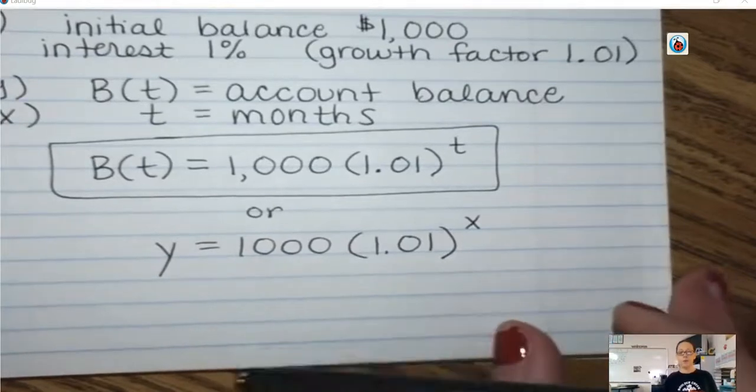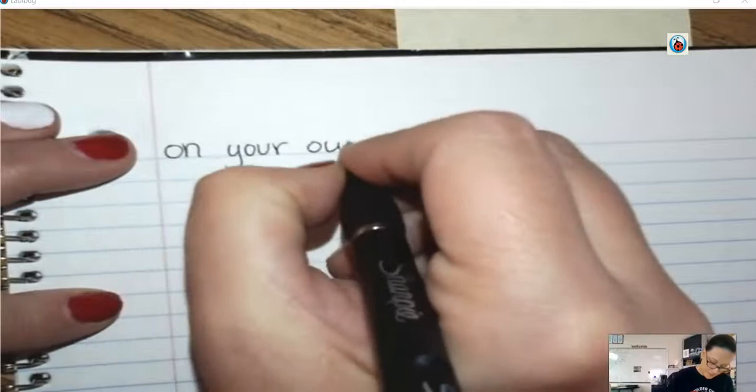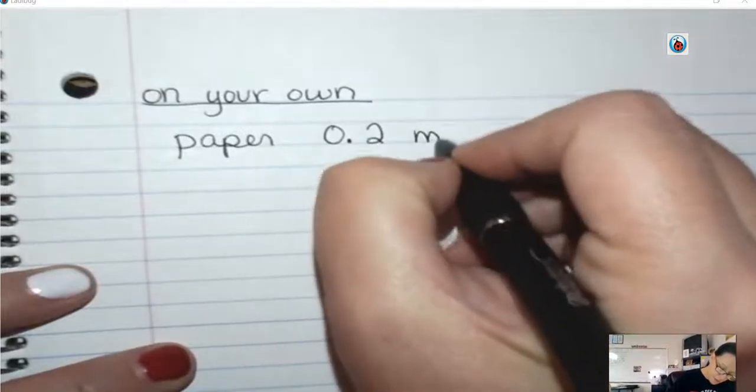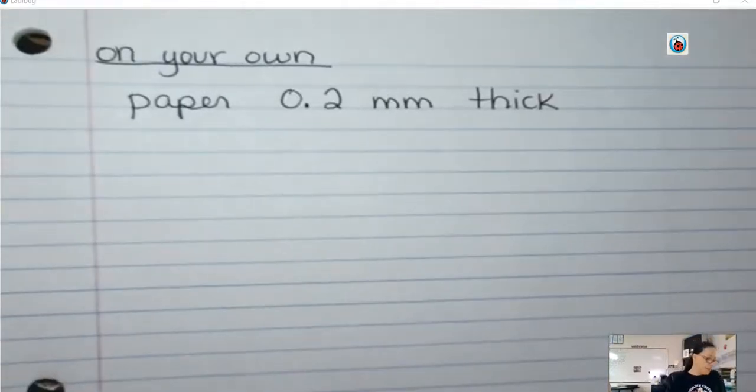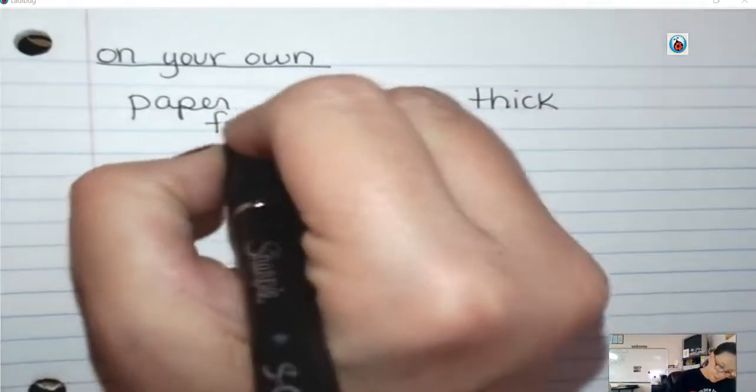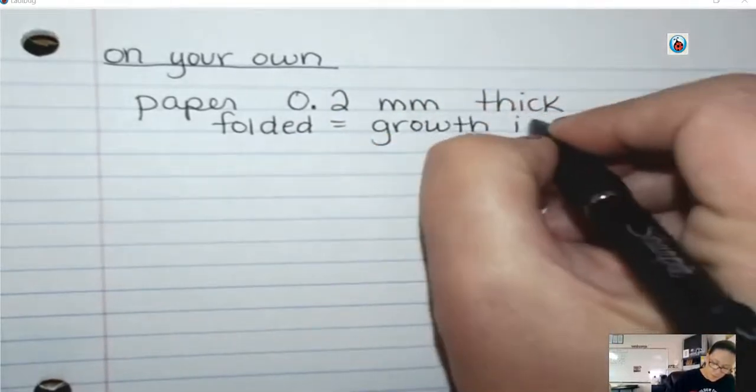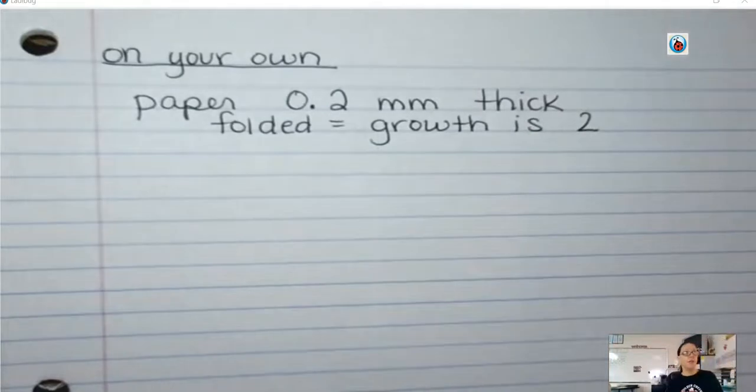Okay, now you're going to do one with your group of 4 around you. I'm going to read the word problem. A piece of paper that is 0.2 millimeters thick is folded. So keep in mind when it's folded, that means the growth is 2. Because it's doubling. Every time you fold something, it doubles.